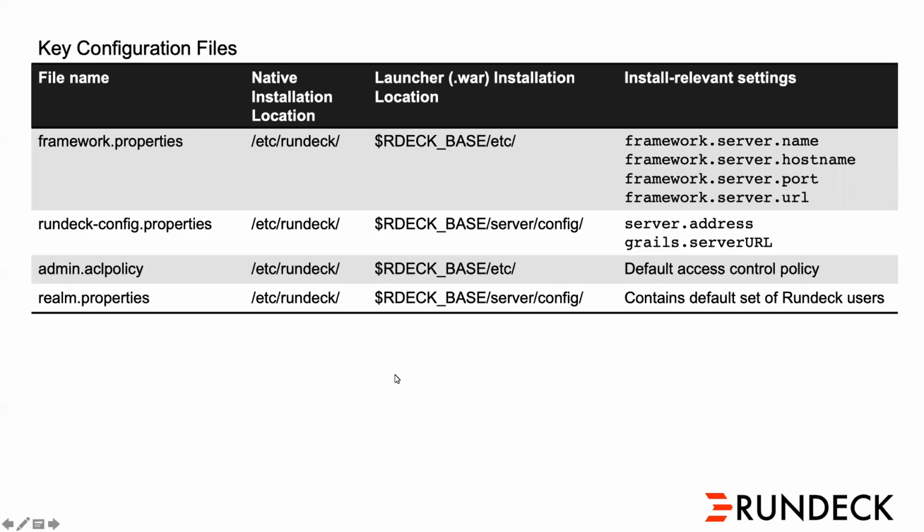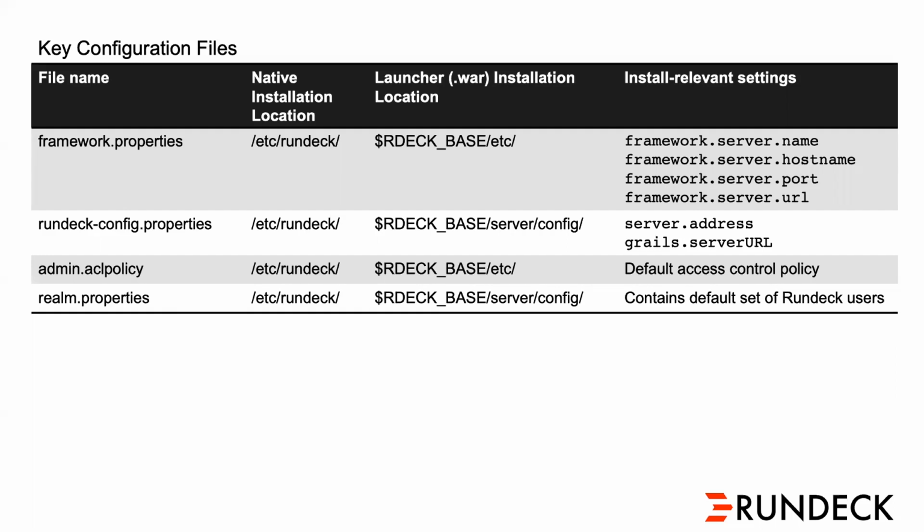The other two files that I wanted to call out, although we won't touch them today, are admin.aclpolicy and realm.properties. These are both default files. You may eventually not use either of these files, but out of the box, you're going to have both in play. The admin.aclpolicy is a policy file that instructs Rundeck how to handle users that are in the admin role or admin group. What permissions should they have, which is effectively everything, but that's the user you have out of the box.